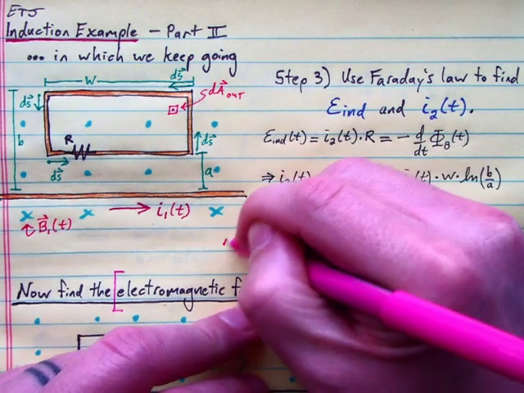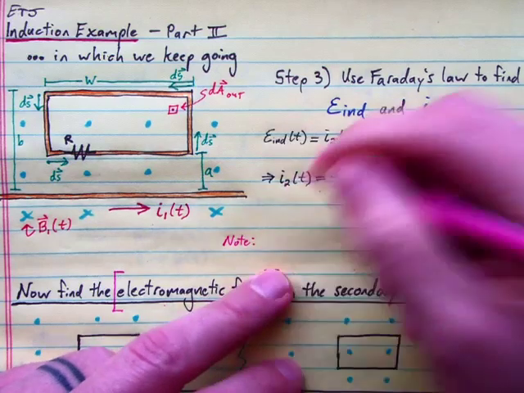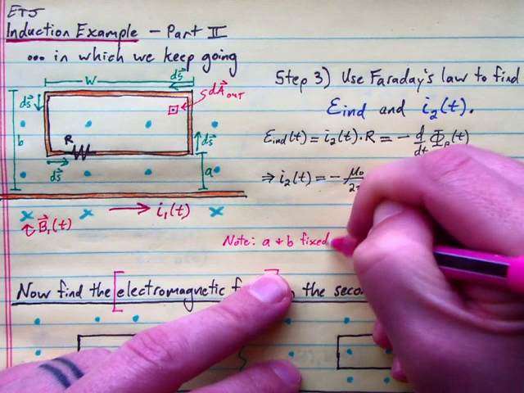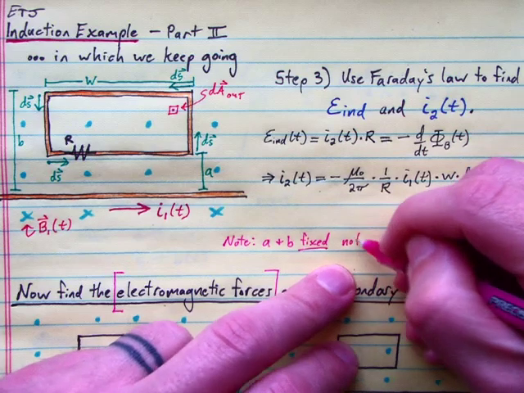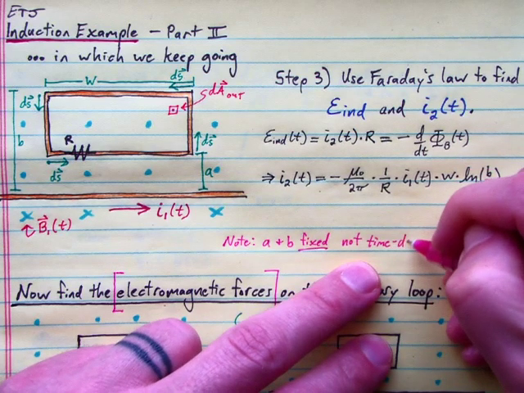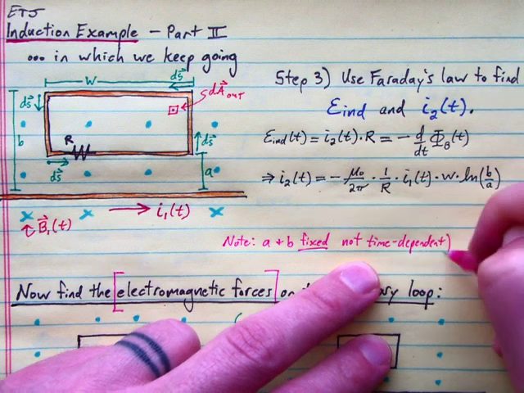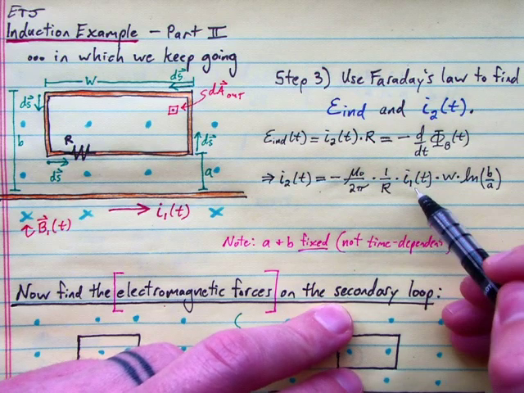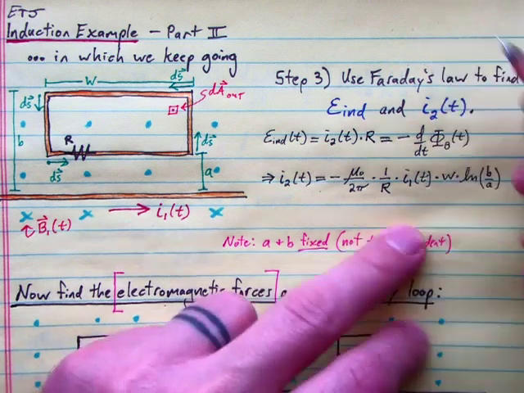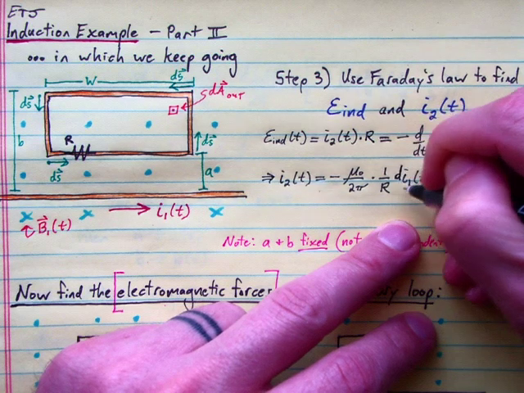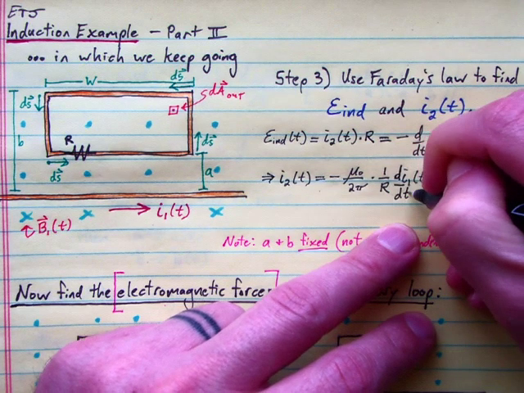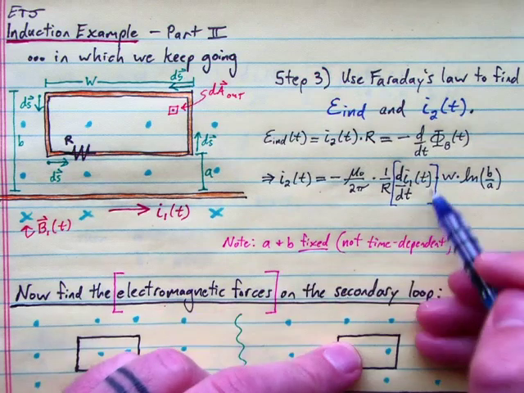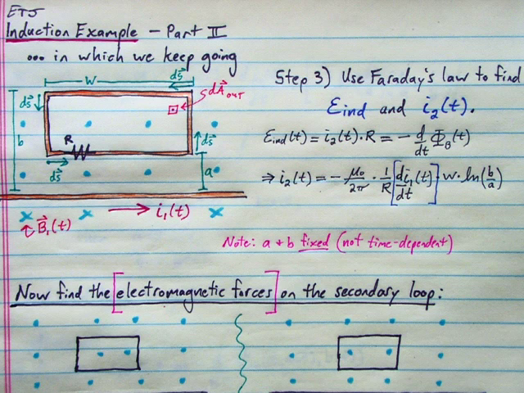So note here, for the moment, A and B are fixed and not time dependent. We're nailing our secondary loop down and not allowing it to move. That way, when I take the time derivative, it only acts on the only time dependent part. So I forgot to write it in here. This is d dt of I1 right there. That is the only thing that has a time dependence, so that's what gets that time derivative.